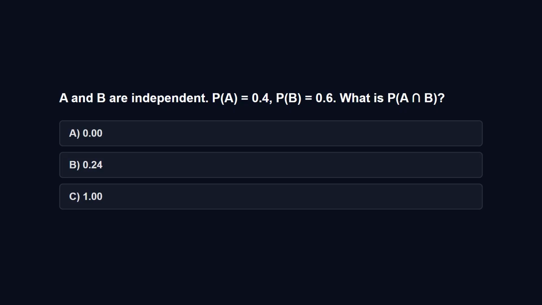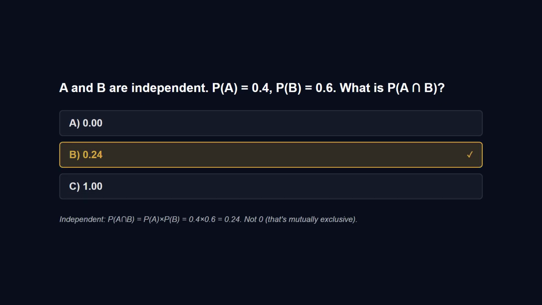For independent events, P of A and B equals P of A times P of B, which is 0.4 times 0.6 equals 0.24. If you chose 1, you added the probabilities. Addition gives P of A or B, not P of A and B. If you chose 0, you confused independence with mutual exclusivity. Independent events can happen together. Mutually exclusive events cannot. This is the single most tested distinction in probability.